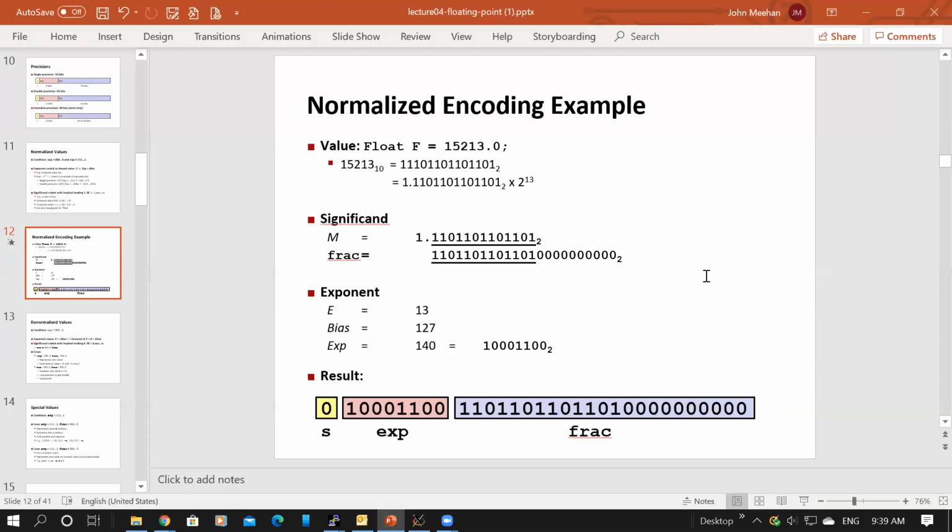Yes, thank you. Every single precision floating point number is stored in 32 bits, right? 8 of which represent the EXP field and 23 of which represent the fractional part. There's an implied one sitting in front of this fractional part.